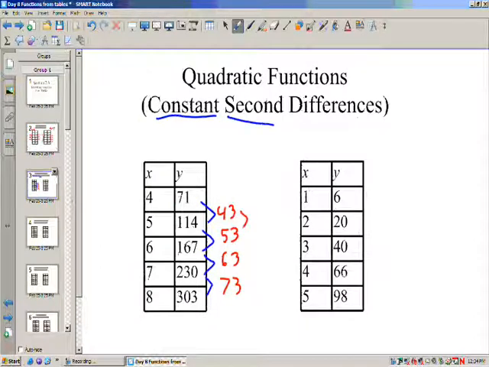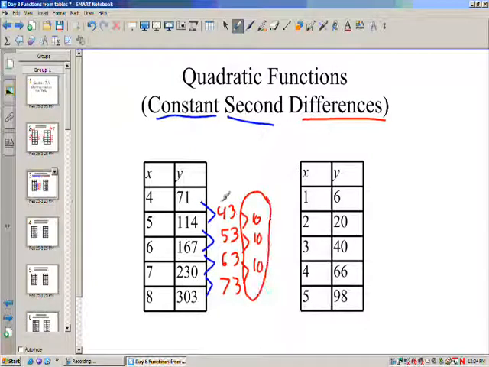However, if I go out one more step, the differences of the difference, or the second differences, those are constant. So the first differences are not constant, but the second ones are.